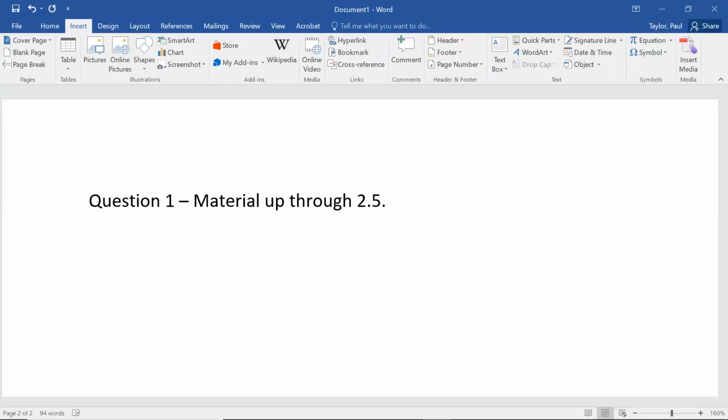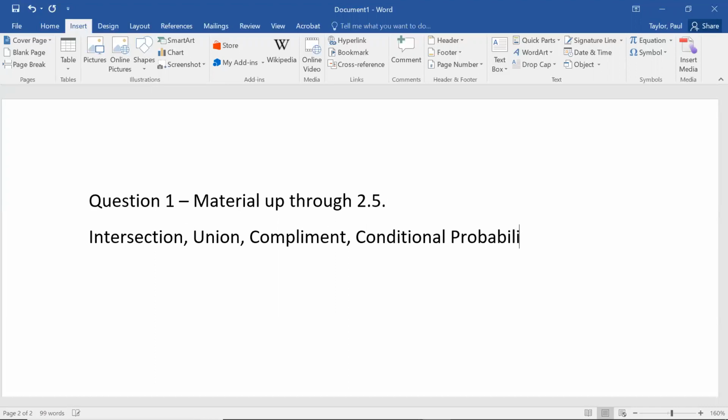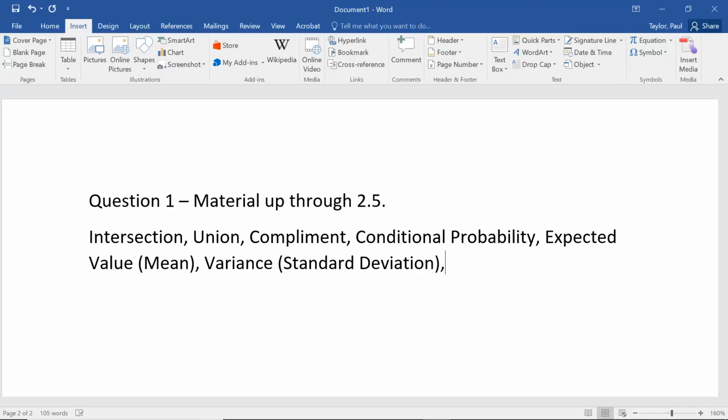Included in that, there's stuff like probabilities involving intersection and union, complement. Remember that stuff. There's going to be stuff like conditional probabilities. I'm not going to ask about all of this, but this is the type of stuff that is fair game for that question. So conditional probabilities, expected value, also known as the mean, variance, which we use to find standard deviation, joint distributions, where you're keeping track of 2 different variables at the same time.